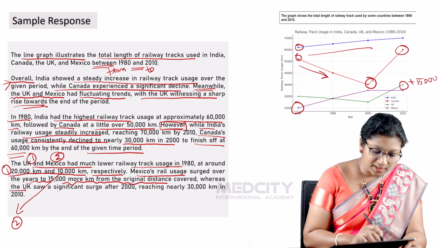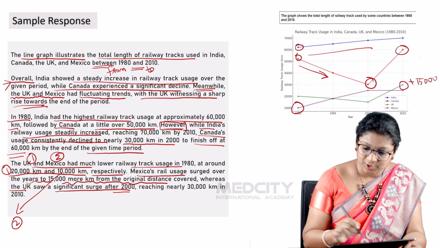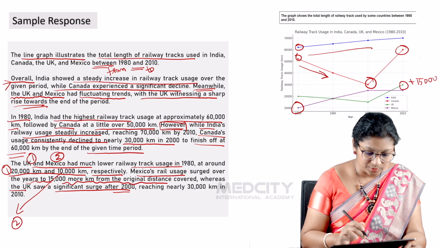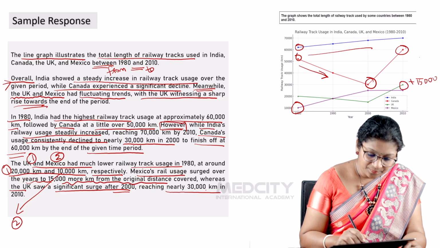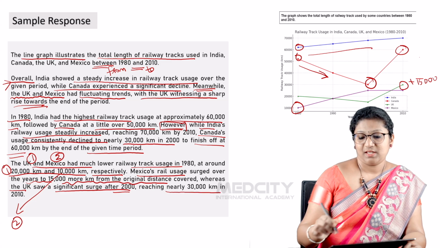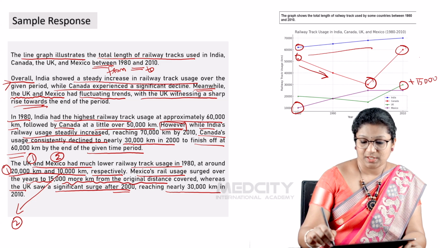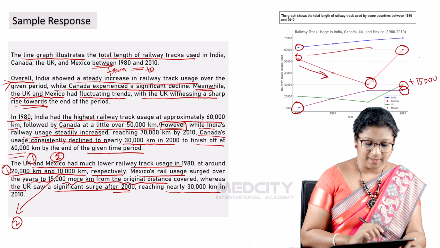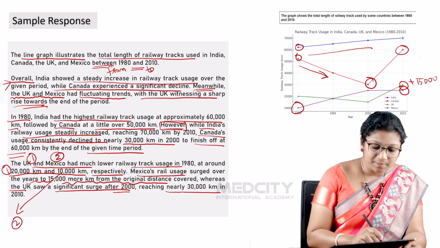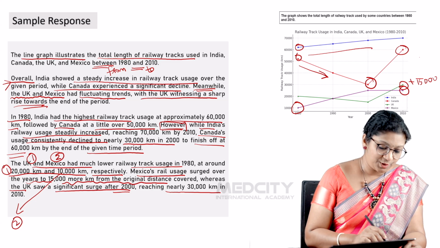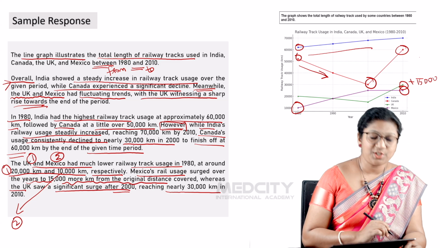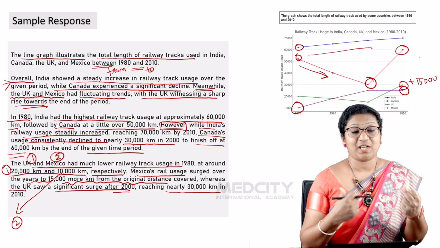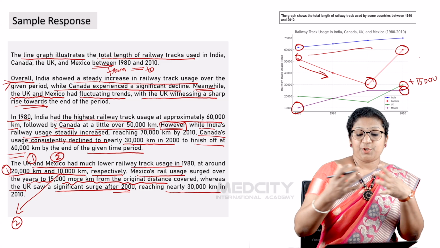Whereas the UK saw a significant surge after 2000. So in case of UK, there was a surge only after 2000, reaching nearly 30,000 kilometers. So here I've mentioned the point, 30,000 kilometers in 2010. So you can see in body 1, I've said by the end of the given time period, and in body 2 I've mentioned by or in 2010.